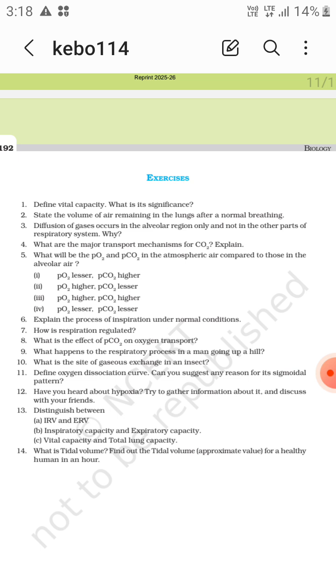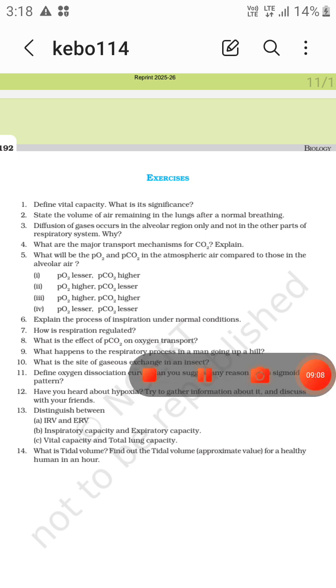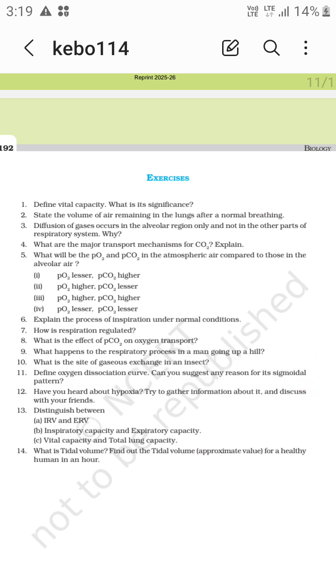Explain the process of inspiration under normal condition. Now the process of inspiration involves the intercostal muscles plus the diaphragm. It contracts the diaphragm from dome shaped.